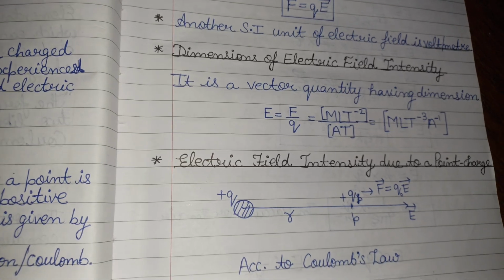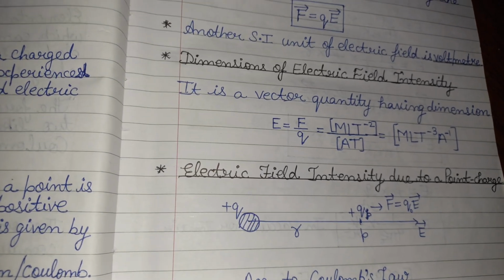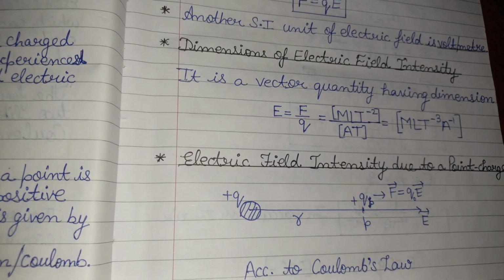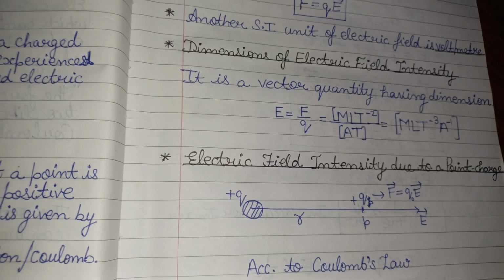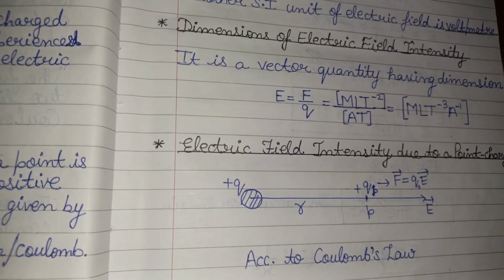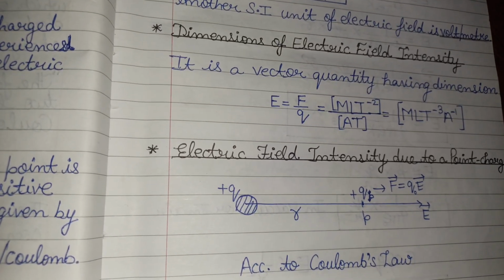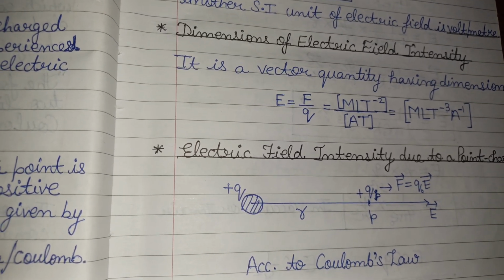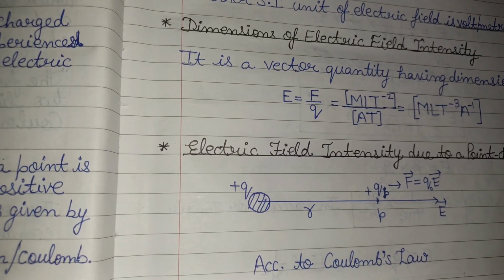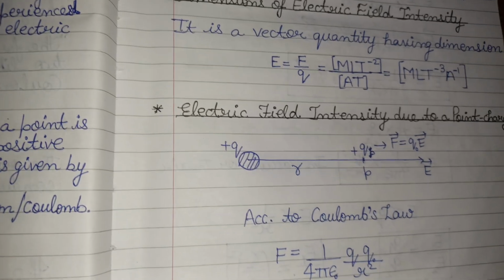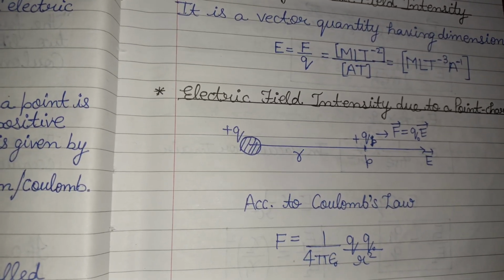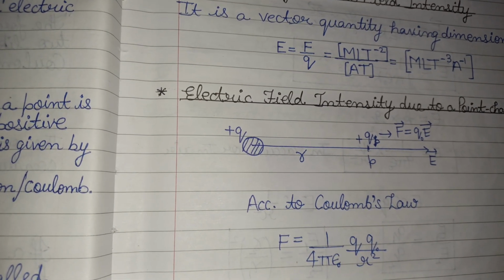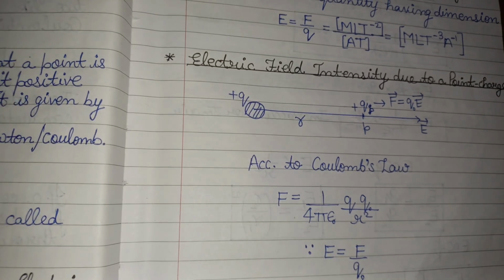Electric field intensity due to a point charge. This is the derivation for electric field intensity due to a point charge. So if we take a positive charge Q and find the electric field at a point P at a distance r, then according to Coulomb's law, force is equal to 1 upon 4 pi epsilon naught Q into Q naught by r square.